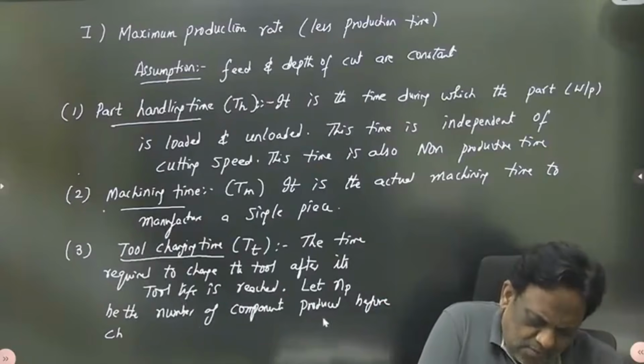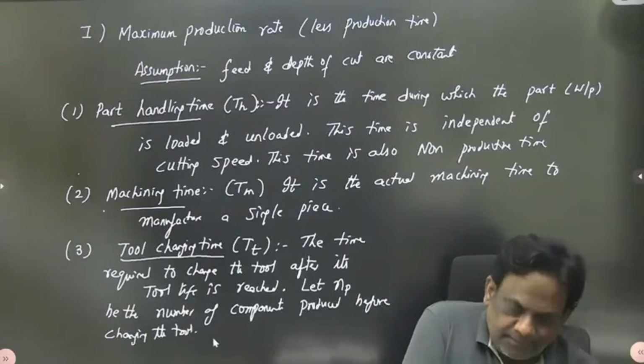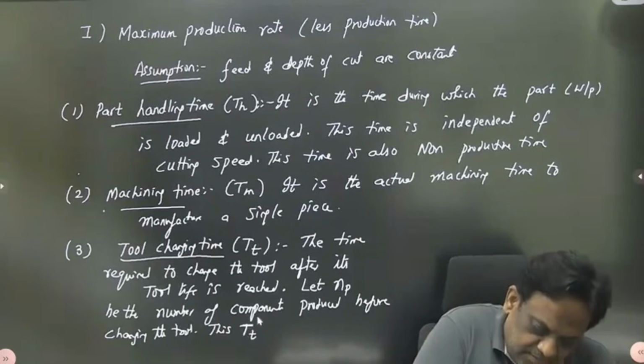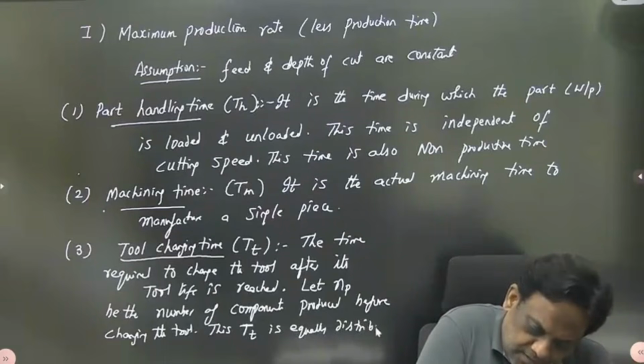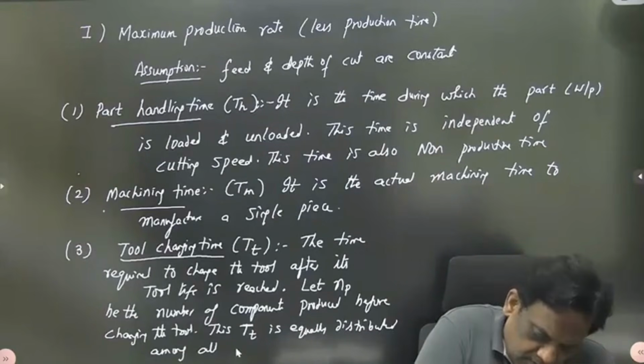Let NP be the number of components produced before changing the tool. Therefore, this TT, which means tool changing time, is equally distributed among all workpieces.